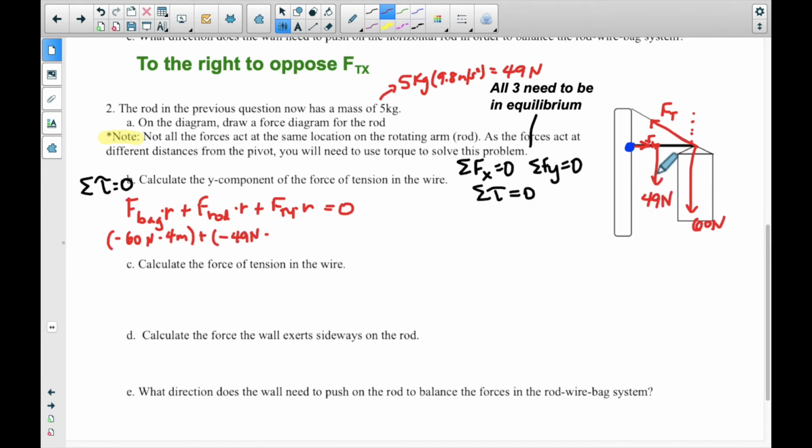All right, then we have this rod itself, which is 49 newtons. How far away from the pivot point is it? Well, we decided it has to be the center of mass, and the center of mass must be 2 meters away. And both of those, again, are negative because they're acting downwards. The force of tension in the y direction is what's actually pulling it up, so that's going to be positive, and that is acting all the way out here, which is, again, 4 meters away. And so now, if you take your calculator and do some calculations, see what you come up with for the force of tension in the y direction.